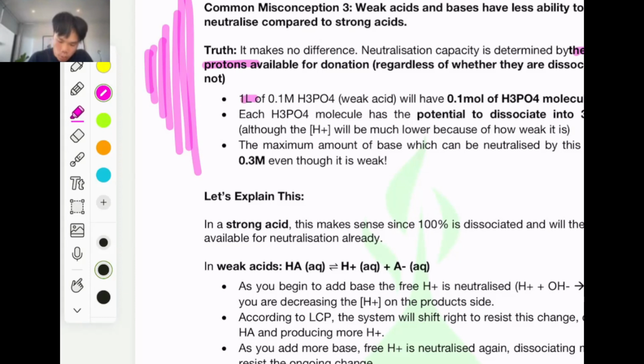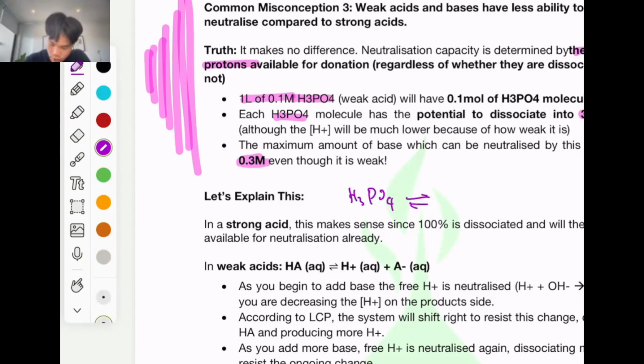So if you had 1 litre of 0.1 mole per liter H3PO4, you will have the potential for each of these to dissociate into 3 H plus ions, and the maximum amount of base which can be neutralized is therefore 0.3 mole per liter, even though the acid is weak. And this is because H3PO4, say it only dissociates 1% even, 3H plus over time and PO4 3 minus. Say this is the summary of the dissociation of 3 H pluses.